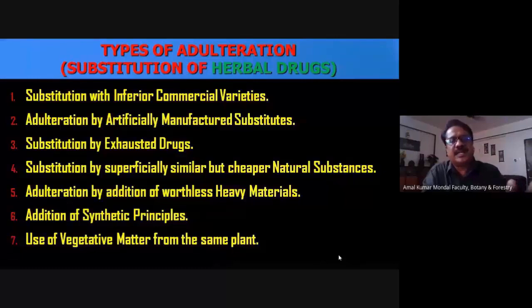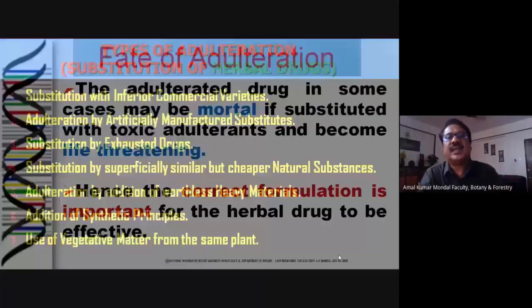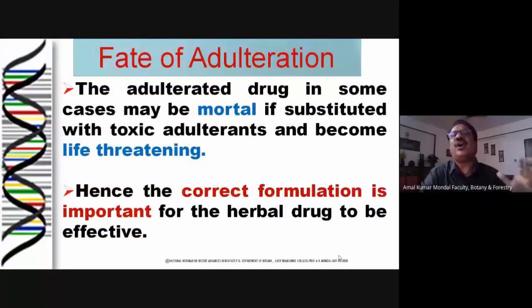Number five, adulteration by addition of worthless heavy material. Number six, addition of synthetic principles. And number seven, use of vegetative matter from the same plant. What is the fate of adulteration? The adulterated drug in some cases may be mortal if substituted with toxic adulterants and become life-threatening. Hence, the correct formulation is important for the herbal drug to be effective.